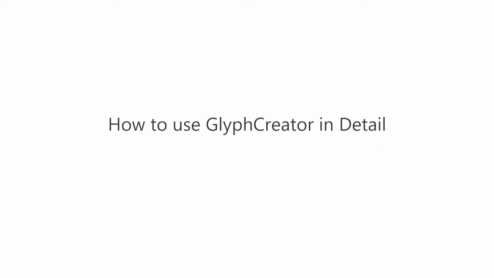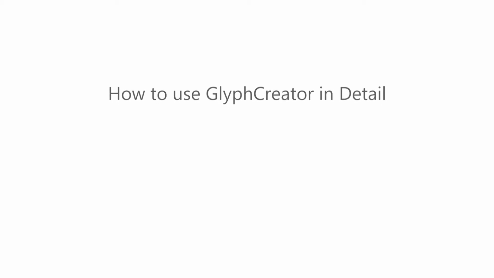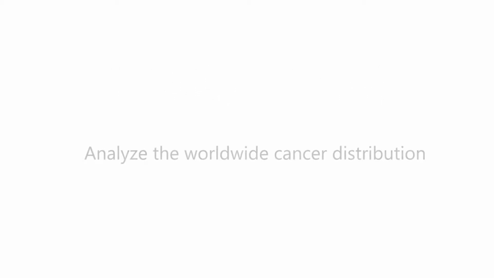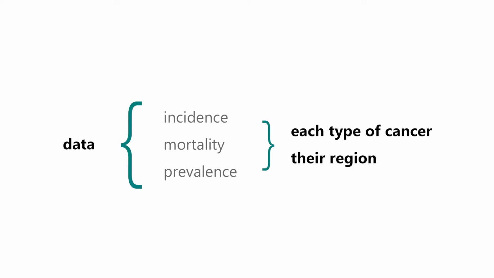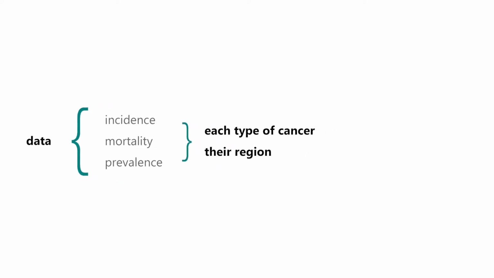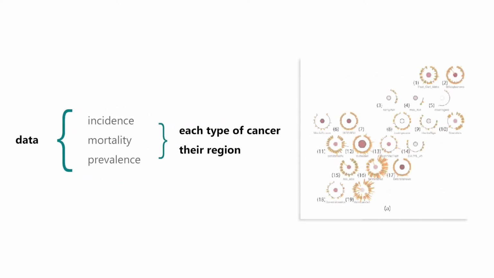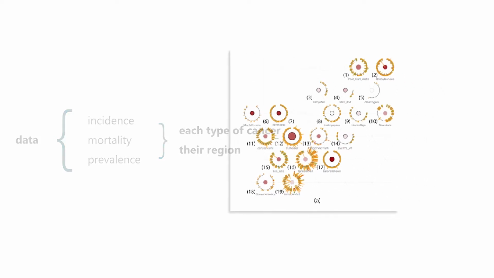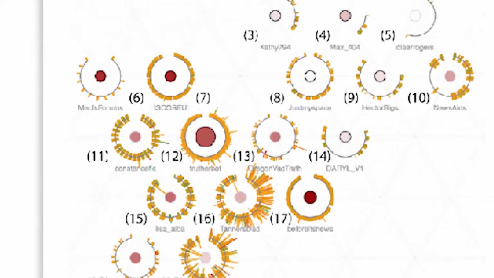Now, we follow Lucy, a junior visualization researcher, to see how to use GlyphCreator. Her job is to implement a system to analyze the worldwide cancer distribution. The dataset comprises the incidence, the mortality, and the prevalence for each type of cancer and their region in 2020. Inspired by the circular glyph in target view, she decided to imitate it to show the information of different cancer types in each region.